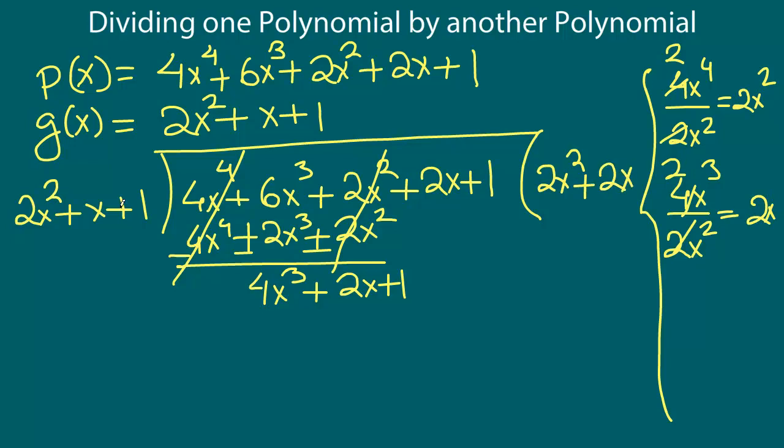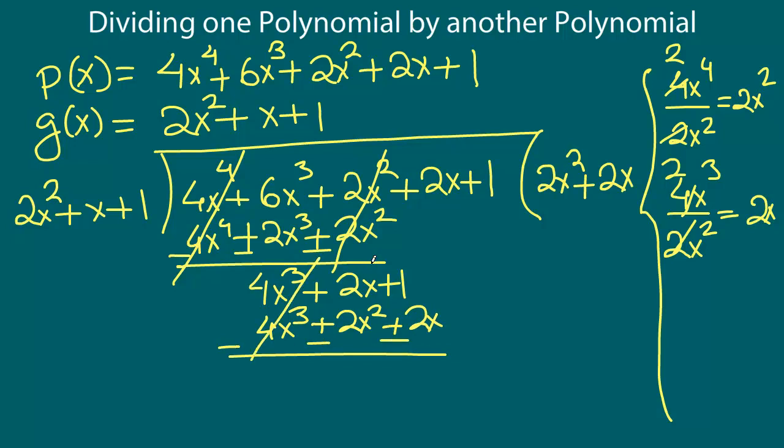We multiply 2x by all of these terms. So we get 4x cubed, 2x times x is plus 2x squared, plus 2x. Now when we subtract, this cancels out: we have a 2x and a minus 2x, so these two cancel out. Here we have minus 2x squared, and this plus 1 comes down here.